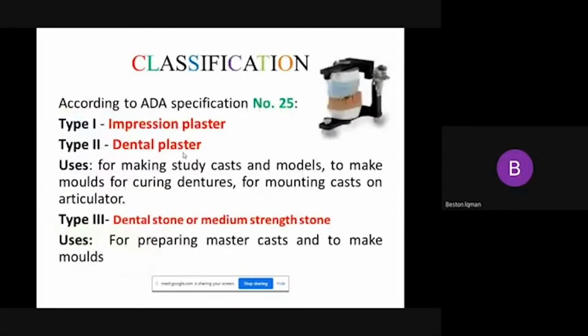Now you have the classifications of the gypsum according to American Dental Association specification number 25. You have multiple subdivisions. You have 5 subdivisions. Number 1, type 1, impression plaster. Why can we not use it today? Can anyone answer me?